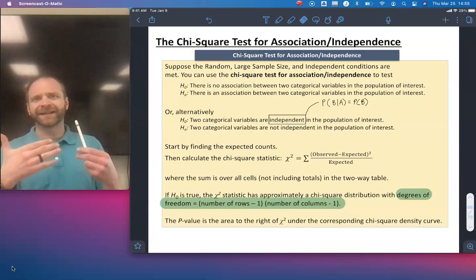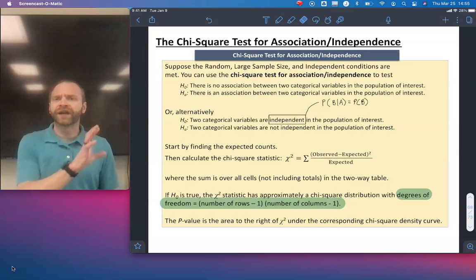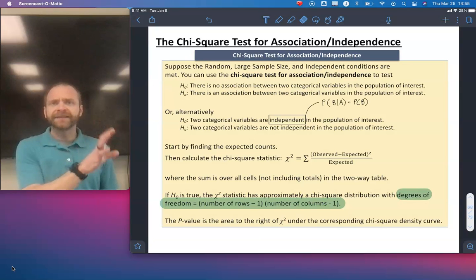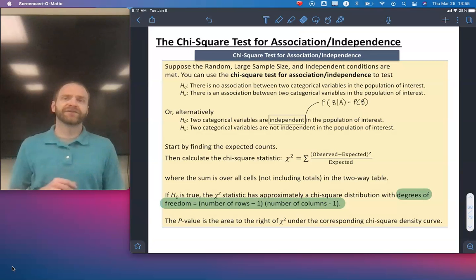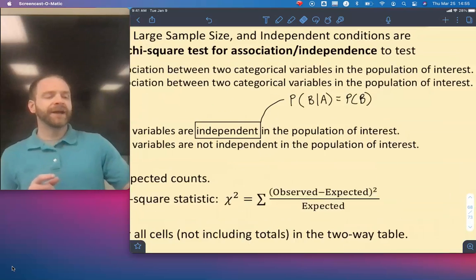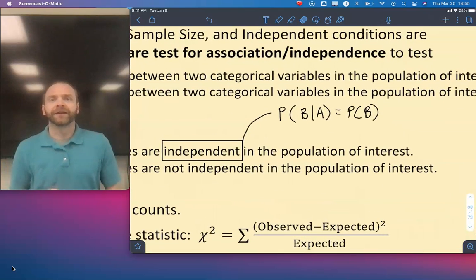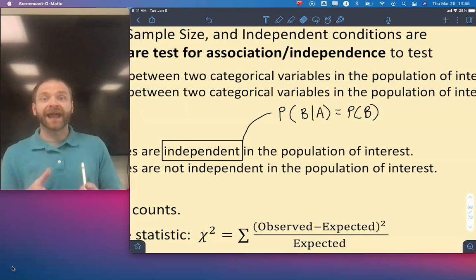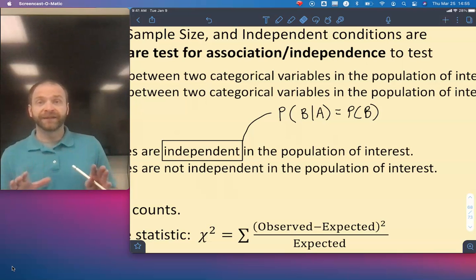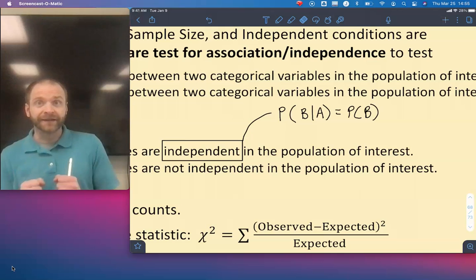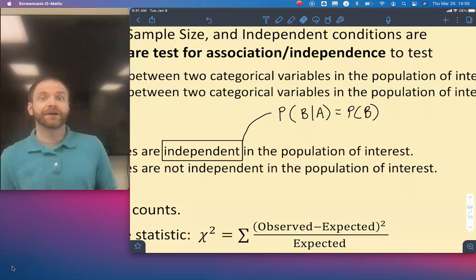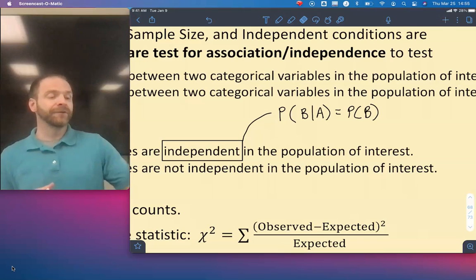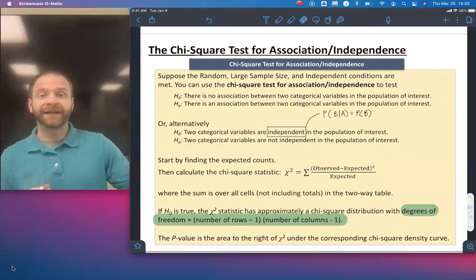Another way of writing it is by looking at it with independence. The two categorical variables are independent of each other in the population of interest, insert context, or you have the alternative here that says the two categorical variables are not independent of each other. Now, I'll just remind you what independent meant when we dealt with chapter 5 in probability. The probability of B given A is going to be equal to the probability of B. That is, given that event A occurred, the probability of event B is not going to change from when it occurs by itself. That's really what you're saying here when it says that the two categorical variables are independent of each other.